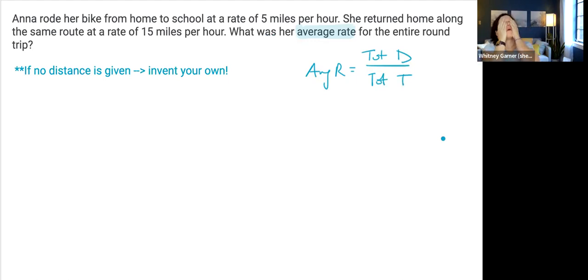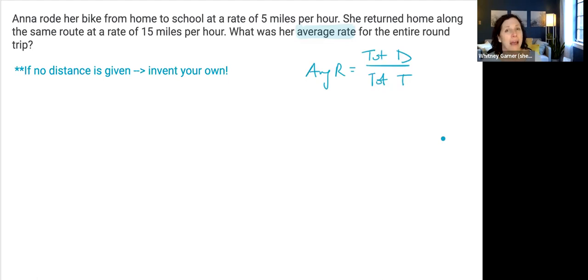Now you might be sitting there thinking, but wait, Whitney, if she rode her bike at 5 miles an hour and the same distance rode her bike back at 15 miles an hour, can't we just take the plain average? Isn't her average just going to be 10 miles per hour? And that's, I think, why the test really likes this type of question, because it's quite easy to sucker people into picking the straight average for average speed.